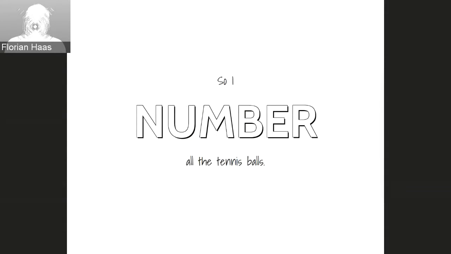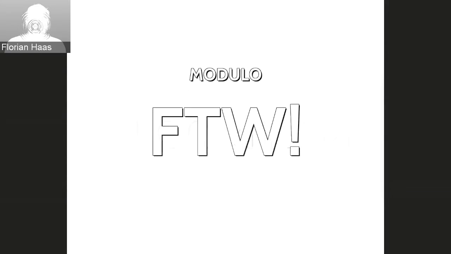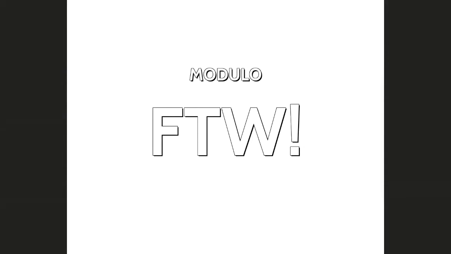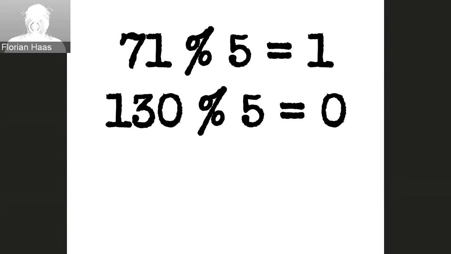I number them from 0 to 299, and then I apply a very simple algorithm to distribute them. That simple algorithm is effectively division and a modulo algorithm. So I can randomly pick up the ball with the number 130, divide by 5, remainder is 0. It goes to my first student, Alice. I pick up another one, 71. Divide by 5, remainder is 1.